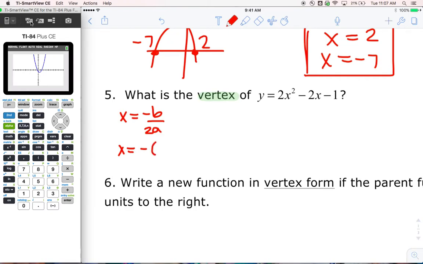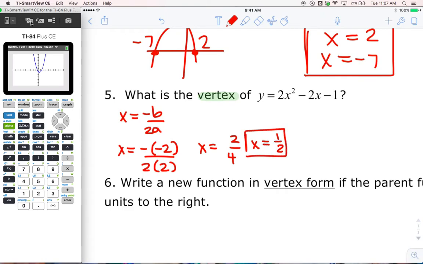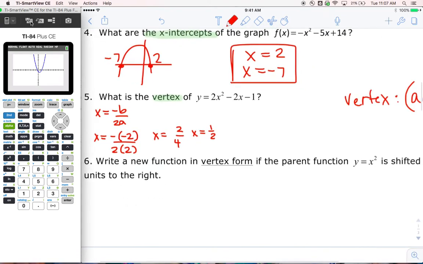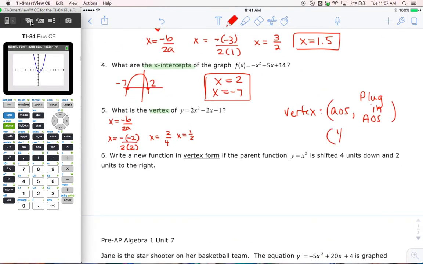Same formula we used previously. I got negative b, which is -2, over 2 times a, which is 2. So we got a +2 over 4, which means that we were kind of correct if you guessed x equals 1/2, or 0.5. Actually, I probably shouldn't circle that yet. So my vertex is 1/2 something, right? I got to plug it in. So I'm going to plug in for both of these x's, and I'm just going to do this in my calculator, and I encourage you to do the same thing so you can be confident in your answer.